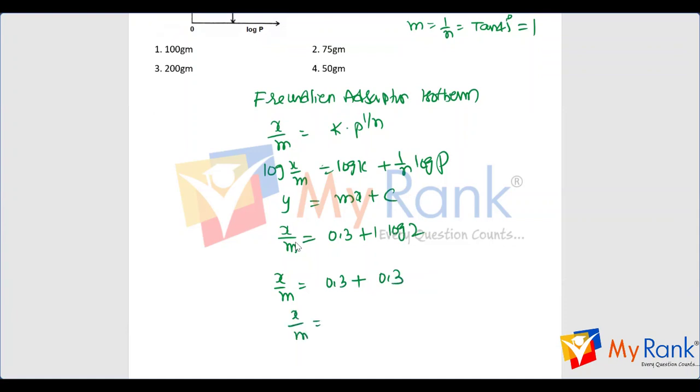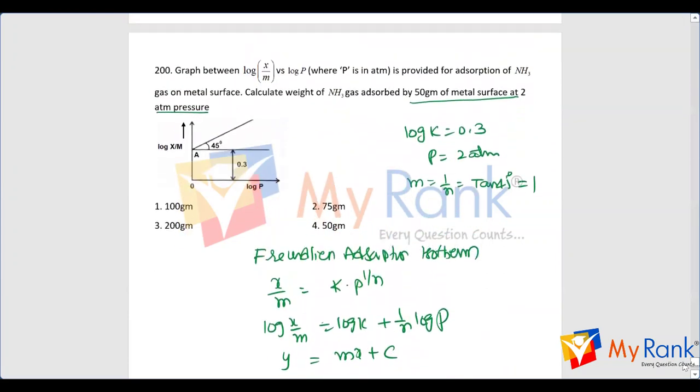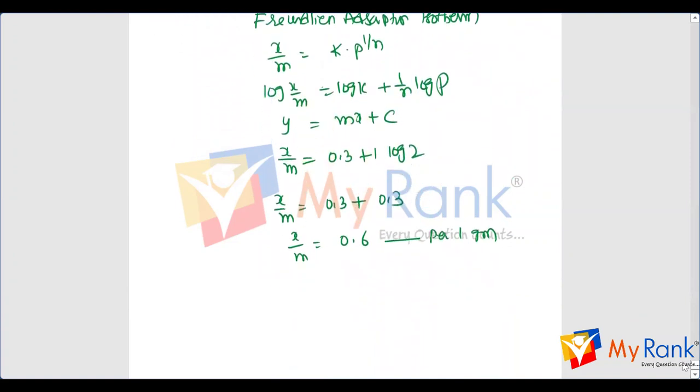So log x by m is equal to 0.6. Now, this is per 1 gram. But in the question, we have to find it for 50 grams. Per 1 gram, 0.6 grams is adsorbed. For 50 grams, how much? This is 50 into 0.6, so the answer is 30.